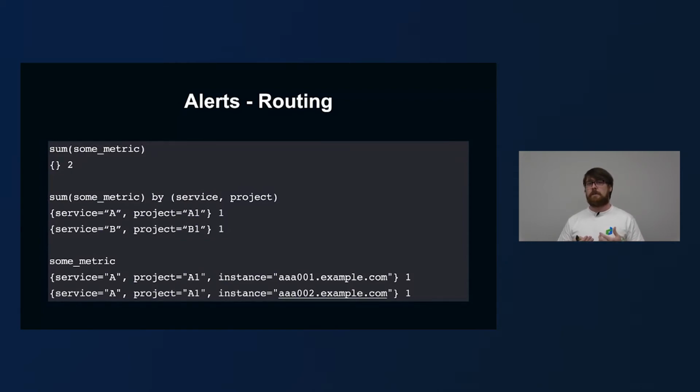So in this case, what I might do is sum by service and project. And now I have my service and project labels that I can route on. Of course, I don't have to use an aggregation. If I just query a metric by itself, it will return all of the labels. And of course, Promgen can route on service and project. So there's no real issue.